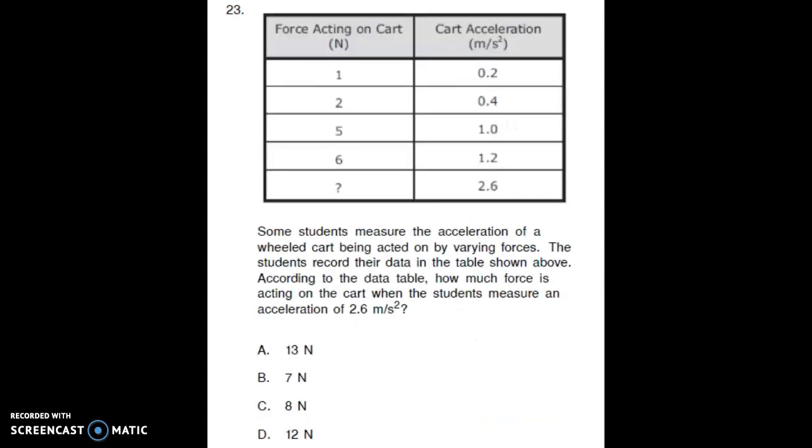Question 23. Some students measure the acceleration of a wheeled cart being acted on by varying forces. The students record their data in the table shown above. According to the data table, how much force is acting on the cart when the students measure an acceleration of 2.6 meters per second squared? A. 13 newtons, B. 7 newtons, C. 8 newtons, or D. 12 newtons.